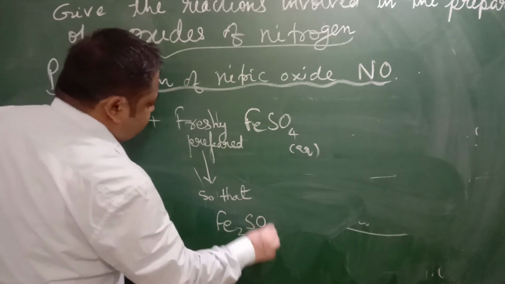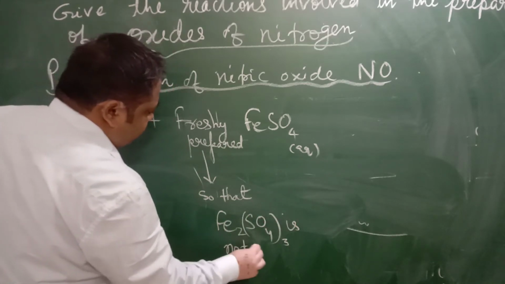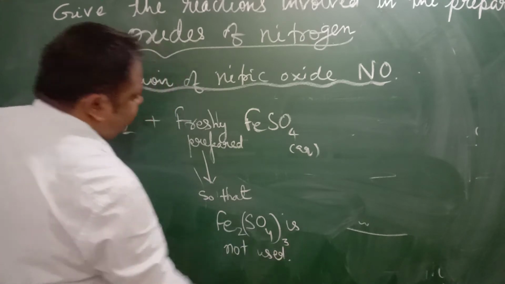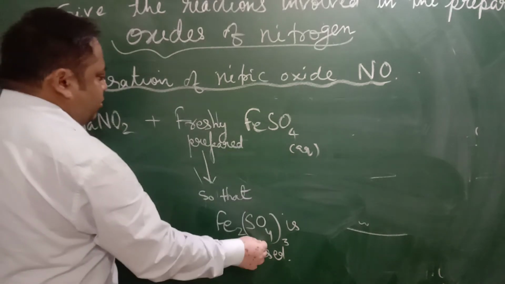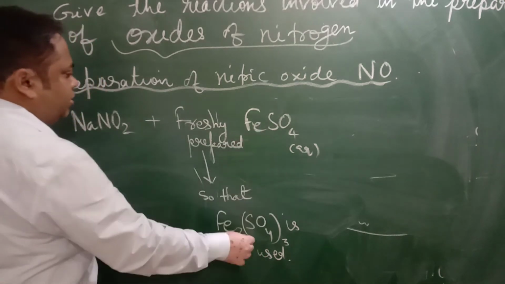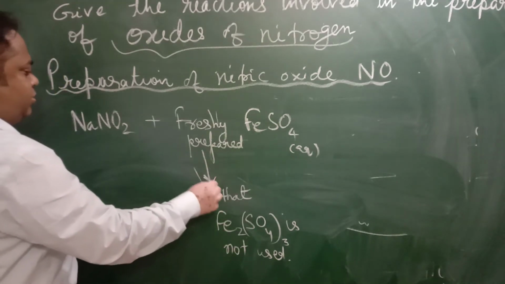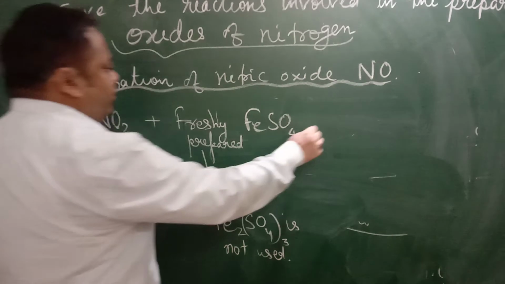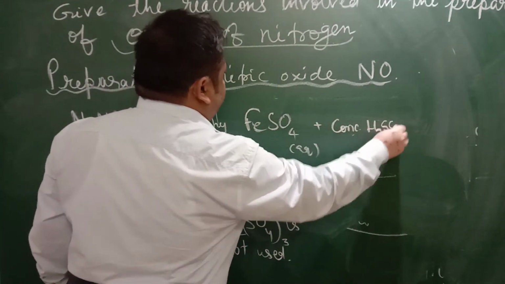We give freshly prepared FeSO4 so that Fe2(SO4)3 is not used, because if you keep ferrous sulfate for some time, it undergoes oxidation. This will be a greenish solution, this will be a brownish solution. So it undergoes oxidation if we keep it in open air for some time. So we prepare a fresh solution of ferrous sulfate and we give concentrated H2SO4.